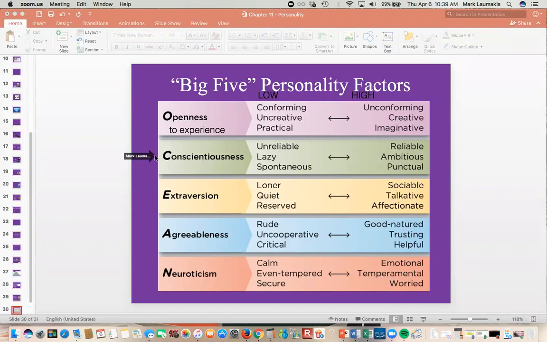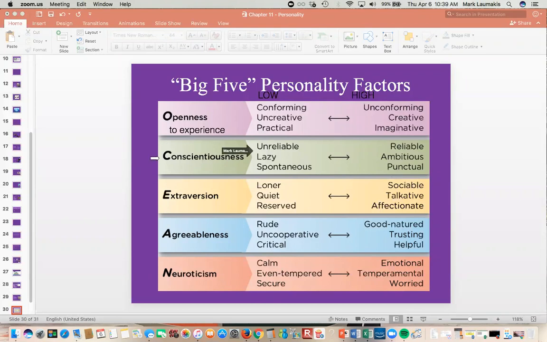Conscientiousness. This matters when you're a teacher or you're a coach or you're a boss. You want folks who are high on the conscientiousness dimension. They're reliable, they're ambitious, they're punctual, right? They're responsible, they're dependable. If they're low on this dimension, they're unreliable, lazy, spontaneous.